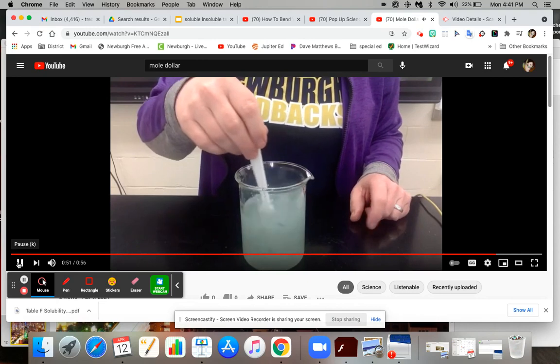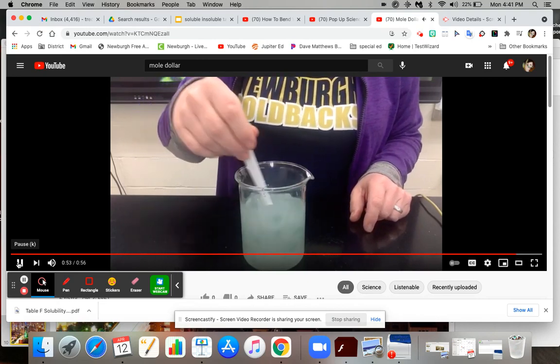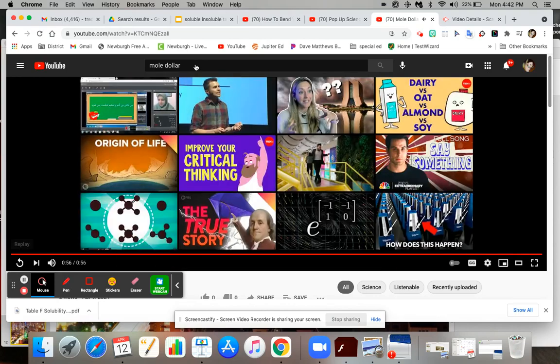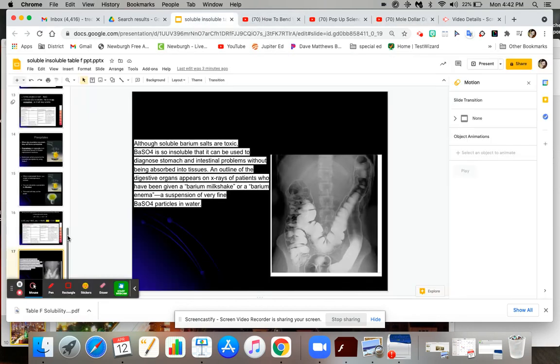So what does this tell you about what the mole dollar is made of? That's the question. Okay. So it dissolved in water. We know water's polar. Think through that like dissolves like.